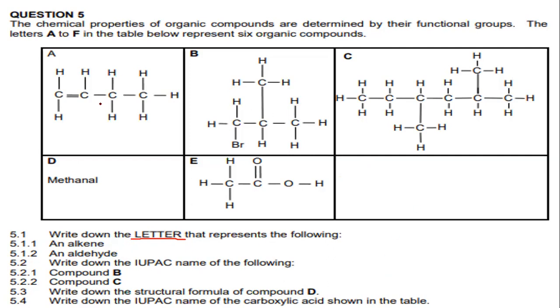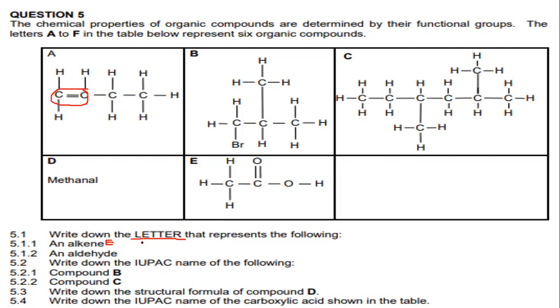Let us start with A. Okay, alkene. This one is definitely an alkene. Why? Because there's a double bond between carbon and carbon atoms, and it is a hydrocarbon. So the answer for 5.1.1 is definitely E altogether. And definitely with the others, it's not there.